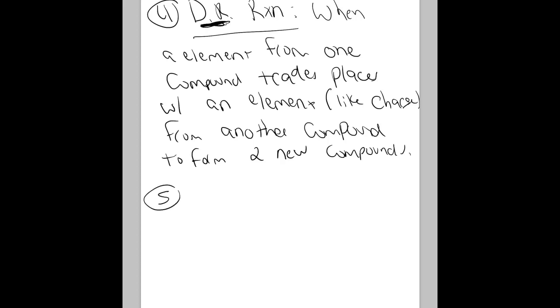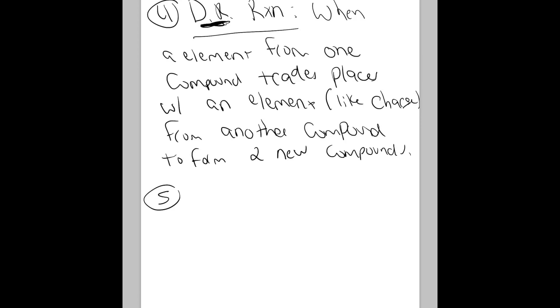Okay, so a double replacement reaction is when an element from one compound is going to trade places with an element from the other compound. And remember, those two elements, for them to trade places, have to have like charges. And when that happens, they're going to form two new compounds.